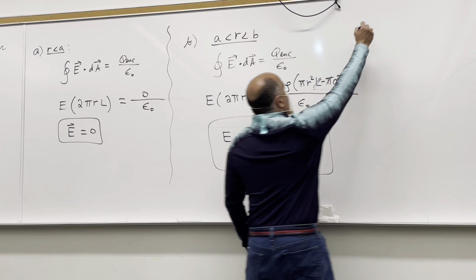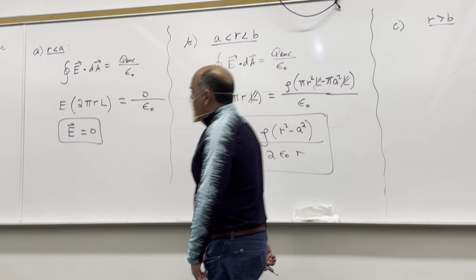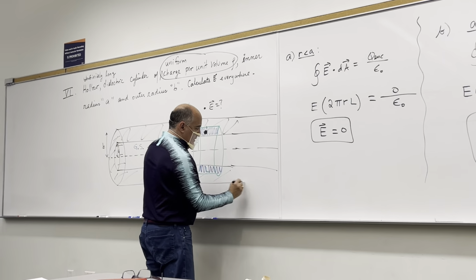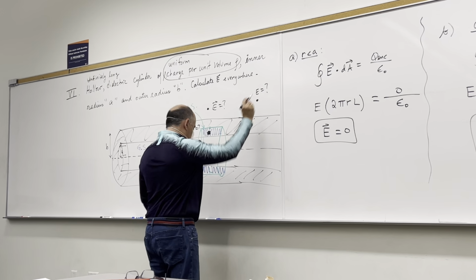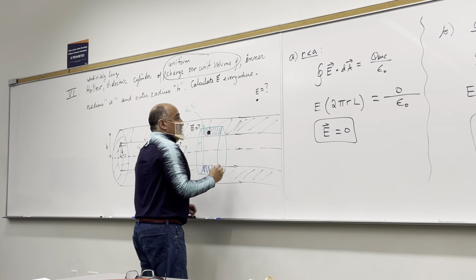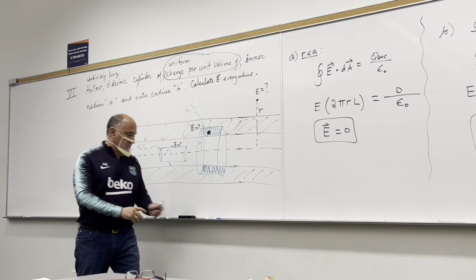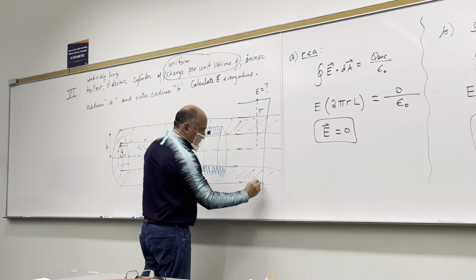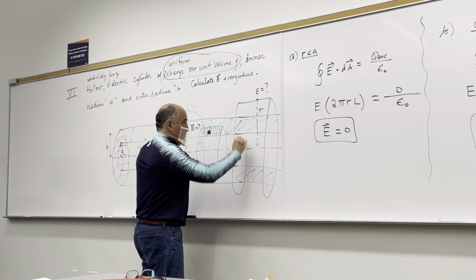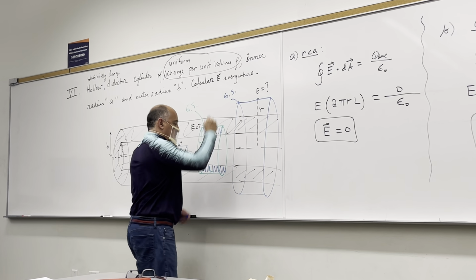And what about the electric field outside? That would be r greater than b. So what if I want to know the electric field generated by this charge distribution here, of radius r, where that r is greater than the outer radius b? So then I imagine a Gaussian surface passing through that point with the same axis as the axis of the given cylinder. So this is my Gaussian surface.